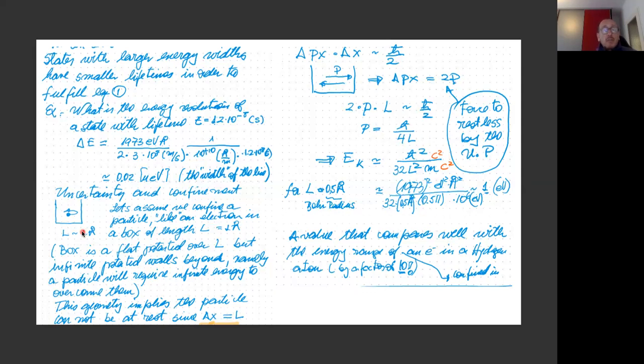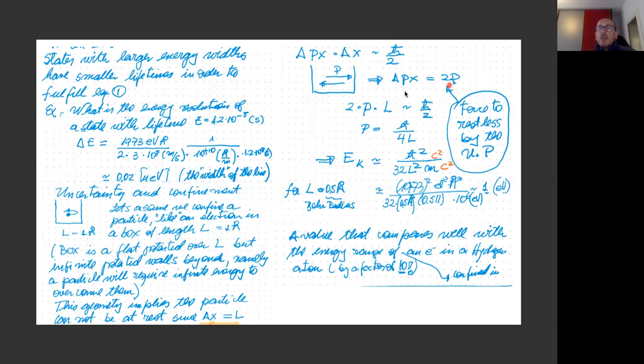Well, the particle cannot be at rest if it is confined to a small volume, as I'm showing here. How does it work? Delta Px times delta X should be greater than or of the order of h bar over 2. In that case, delta Px will be the range of momenta that it could have. If it goes in one direction it is P, and in the other direction it is also P, but in the opposite direction, so delta Px is essentially twice P, okay?